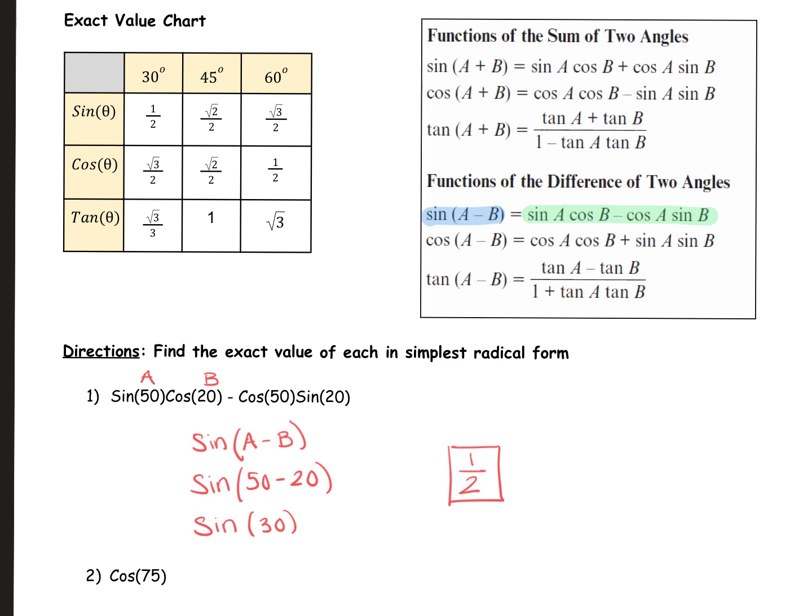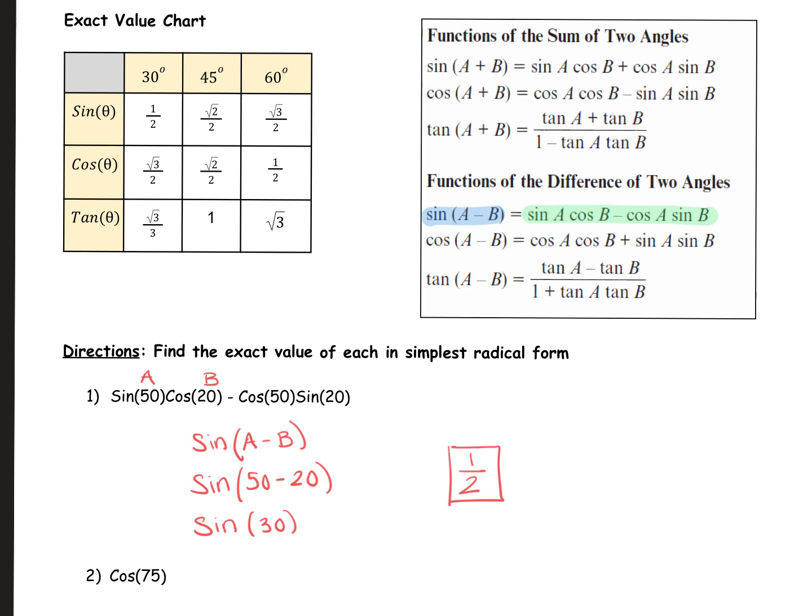Okay, how about example number 2? It says find the exact value of each. Cosine of 75. Well, again, I don't have a 75 here. I only have a 30, a 45, or a 60. But if you examine these three numbers, we can get 75 by adding 30 and 45. So we're going to be able to use one of these identities here.